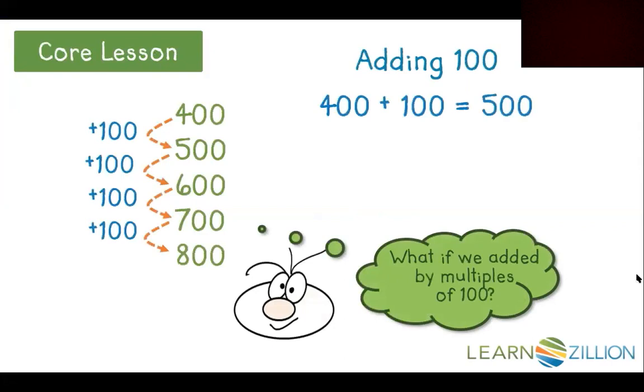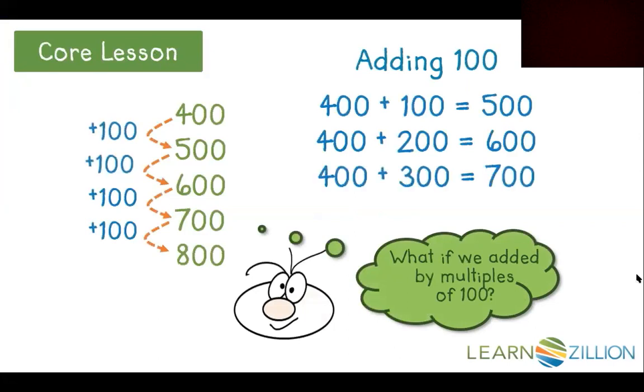400 plus 100 is 500. 400 plus 200 equals 600. 400 plus 300 equals 700. 400 plus 400 equals 800.